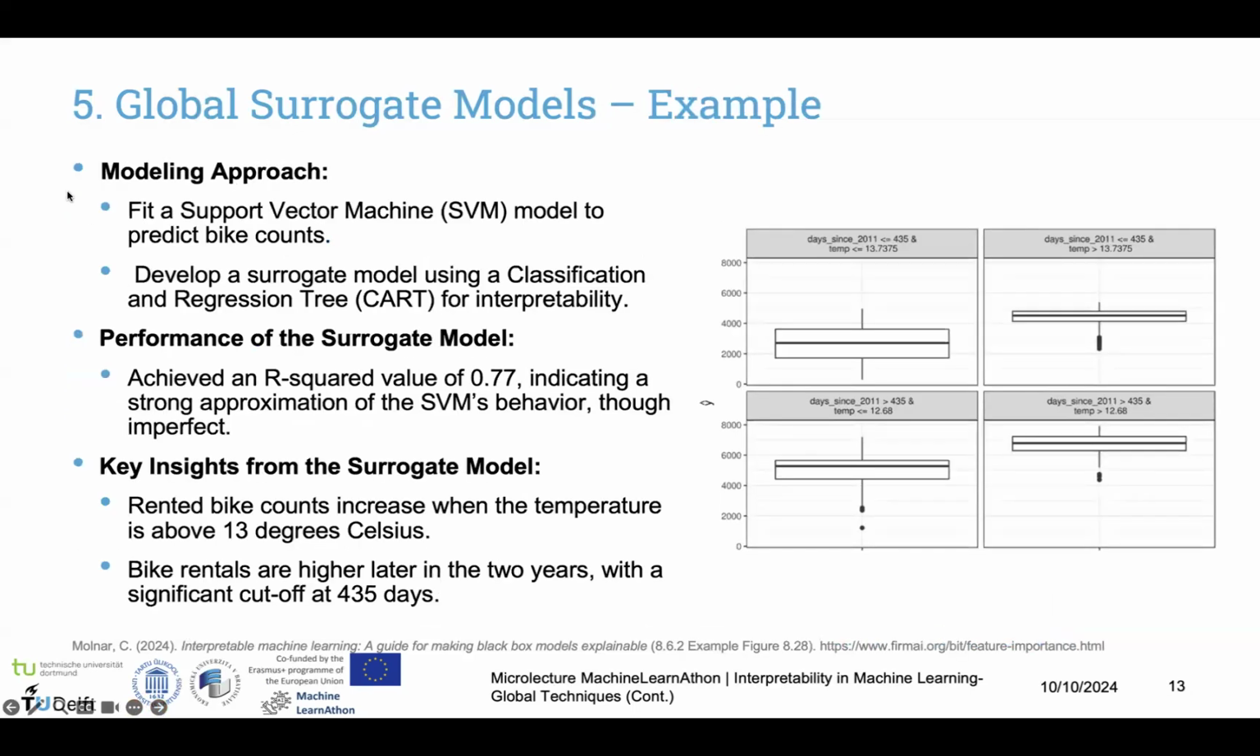So here is a visualization for the global surrogate model approach. The black box model that we are trying to explain is a support vector machine, again trained on the bike rental data that we explained in the previous micro lecture to predict the bike count. And the surrogate model that we build on top of the original data and the predictions from the support vector machine is a decision tree. And here we also calculate the R square, and it was 0.77, indicating a somewhat good approximation of the support vector machine behavior.